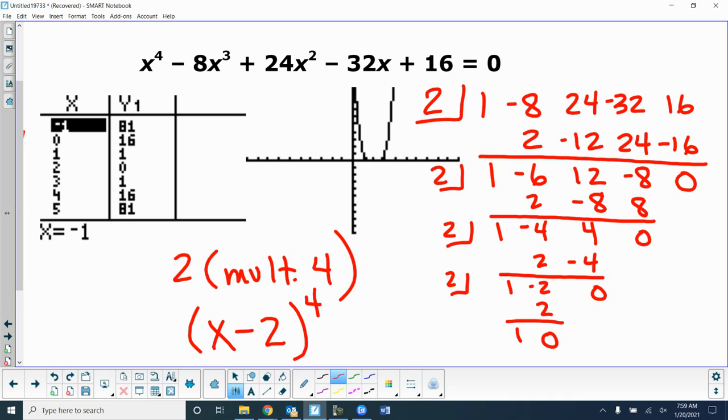I just want you to understand that if you're supposed to factor something and you're having trouble factoring it, you could find the zeros, then write the factors, x minus in front of each one, and then you'd have it factored.